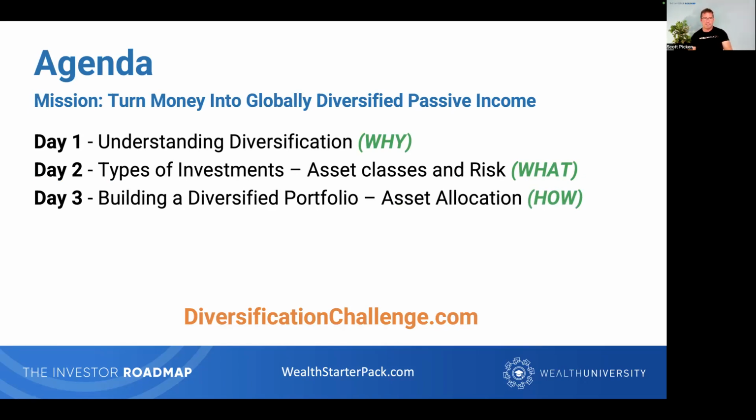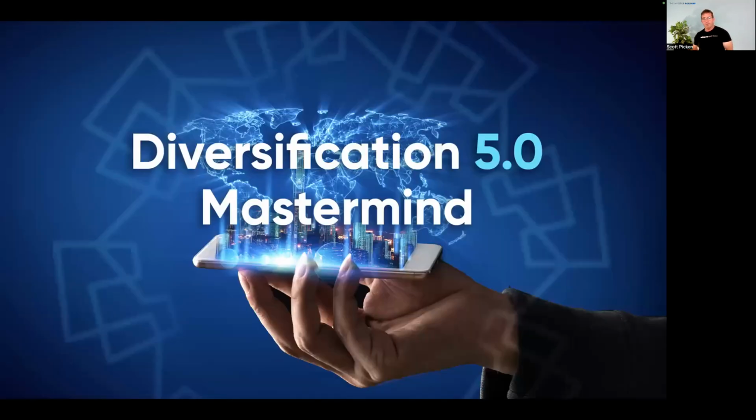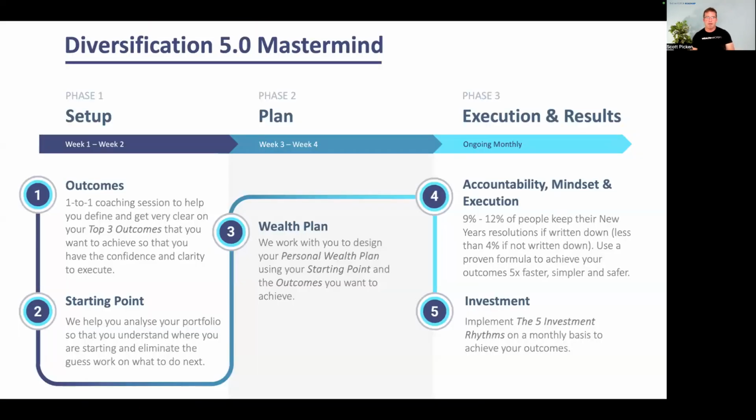It's going to come from your asset allocation, your how. It's about risk management, the who, and it's about putting it into practice, the when. And for those of you that want to, you've got the do it all on your own, you've got it done with others, and then you've got the done for you. It's where you partner with me personally, you partner with our family office. We actually have the mastermind.